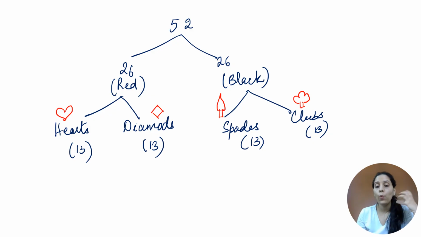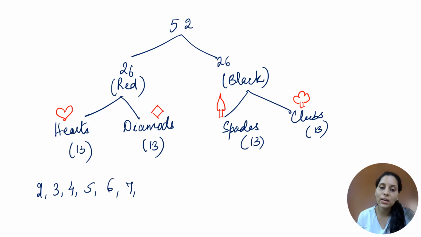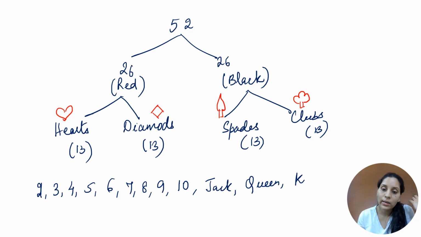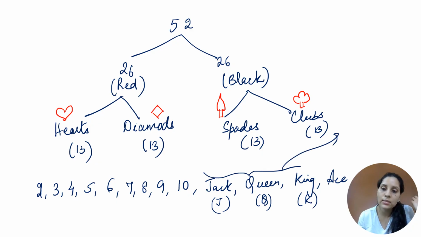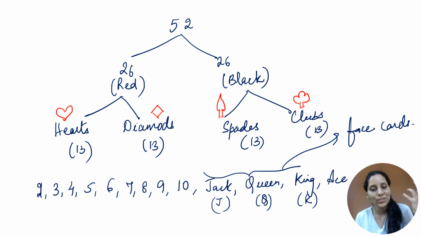All right. Now, what are these 13 cards? These 13 cards are 2, 3, 4, 5, 6, 7, 8, 9, 10, Jack, Queen, King and Ace. So this is basically J, Q and K. These three are known as the face cards. Why face cards? Because you have faces on these cards.